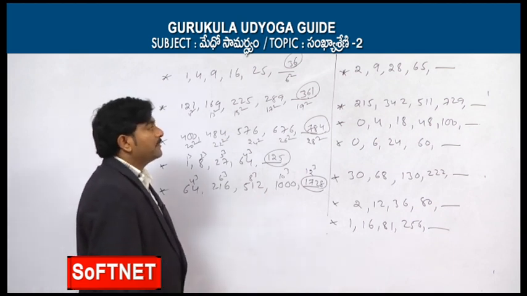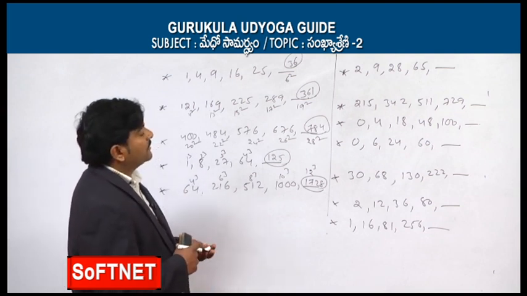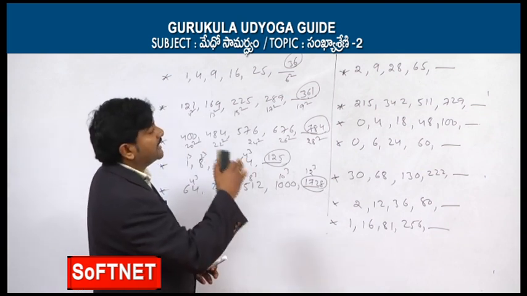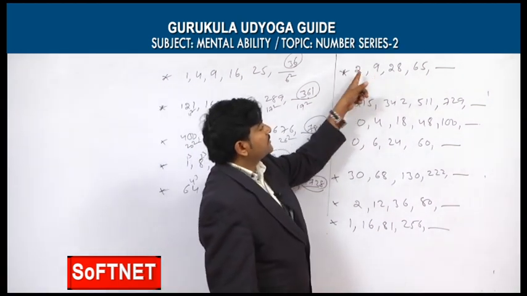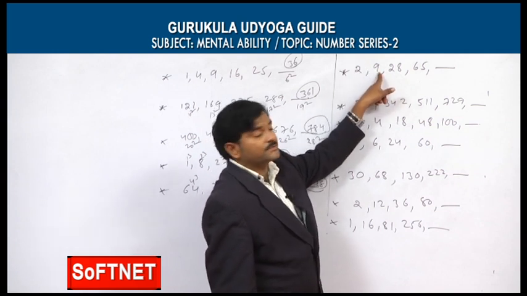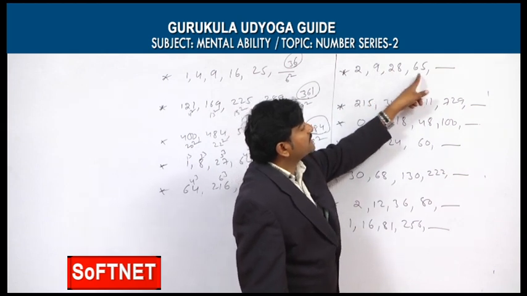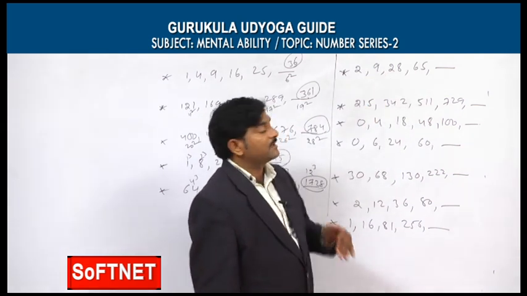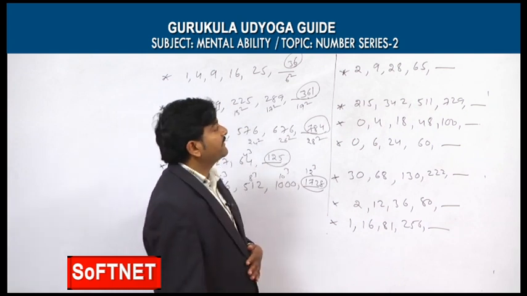2, 9, 28, 65. If you add, for example, we will see that the series is gradually increasing. If you think in that way, 2 plus 7 is equal to 9. 9 plus, again there is a big gap. If you take these numbers also, again there is a big gap. Of course the series increases gradually, but there is no concept of addition.